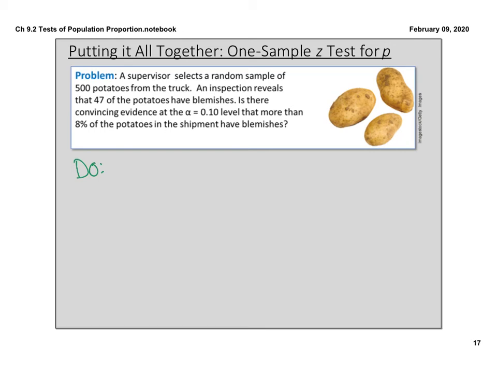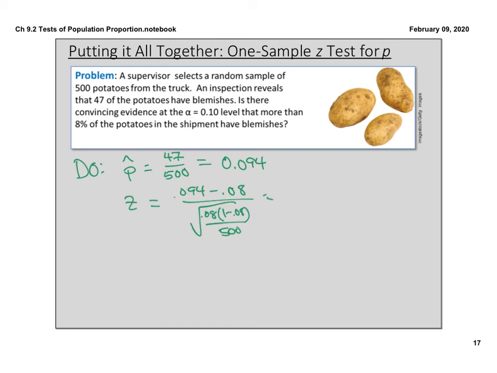So first thing, find your p hat value. P hat is going to be 47 out of 500. That's less than 10%. 47 divided by 500 is 0.094. Now do your z, your test statistic. My test statistic is going to be 0.094 minus 0.08 all over that standard deviation. You use the proportion value: 0.08 times 1 minus 0.08 divided by the 500.